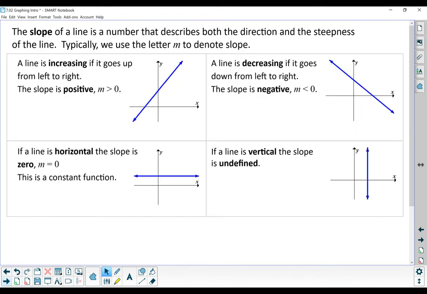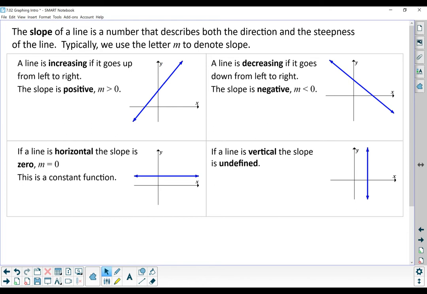So we're going to talk about lines for a minute. Lines have a characteristic called slope, and the slope of the line is a number that describes both the direction and the steepness of the line. Typically in math, we use the letter m to denote slope. So if a line is increasing, like from left to right it's going up, we would say that that line has a positive slope, or that m is greater than 0. If the line is going down from left to right, we would say that that's decreasing, and that would have a negative slope where m is less than 0.